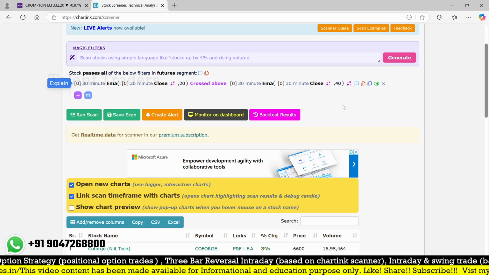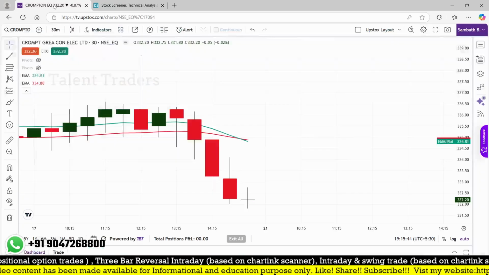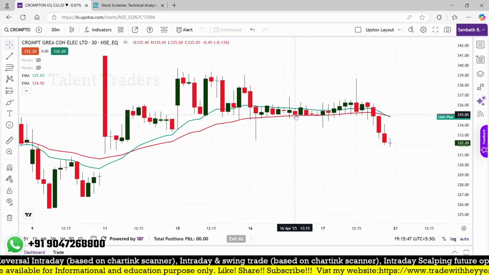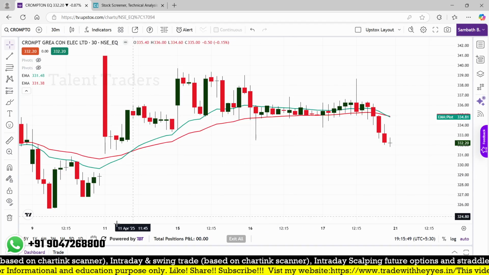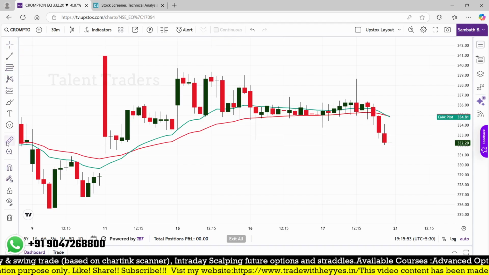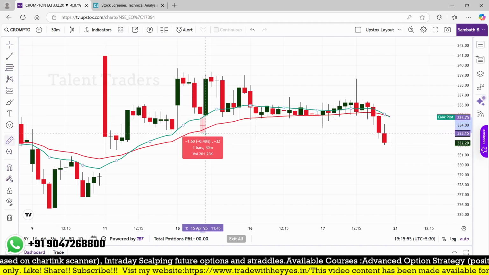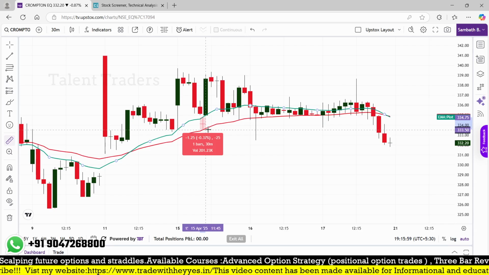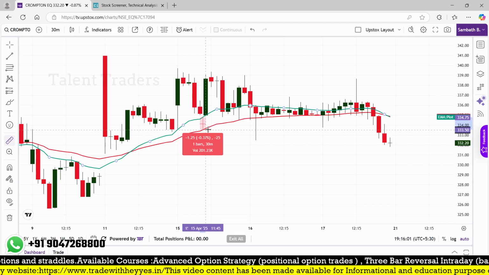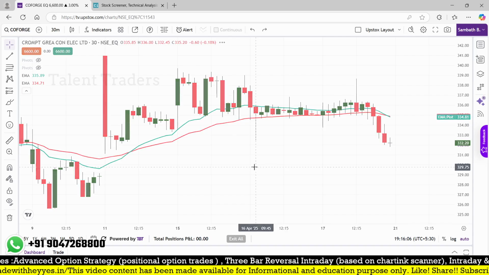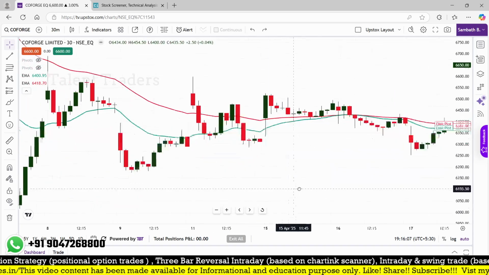Okay, so let me try to create one more scanner. This scanner you will be identifying. So maybe let's try to find some different logic with this custom scanner. What is the gap between these two moving averages? Around 0.3 percent, where you can see exactly. So let me try for some other stocks. Let me say the previous one.